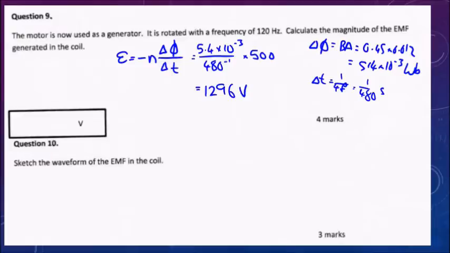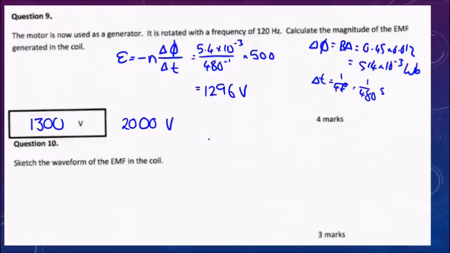Now remember significant figures again. The least significance that I've given you here in anything is 2, so that's going to round to 1300 volts. If you use the other formula, you would have found that the maximum EMF was very close to 2000 volts.